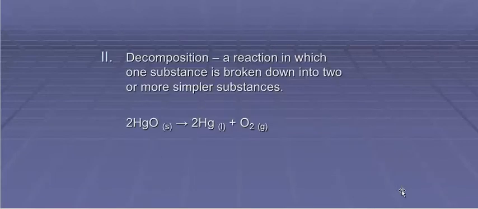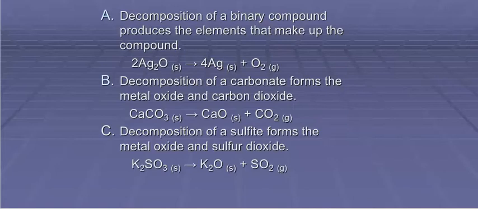Second type of reaction, decomposition. You have one substance that's broken down into 2 or more simpler substances. Opposite of combination. Letter A, decomposition of a binary compound produces the elements that make up the compound. So like Ag2O would break down into silver and oxygen, which is diatomic. Decomposition of a carbonate forms the metal oxide and carbon dioxide. Letter B, like CaCO3, forms calcium oxide plus CO2.